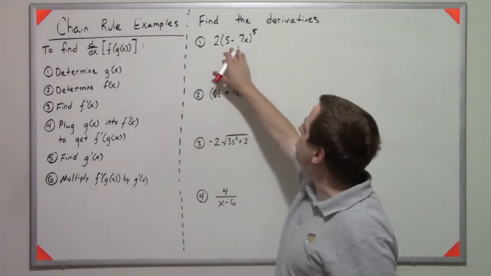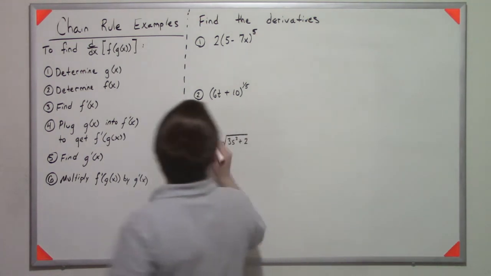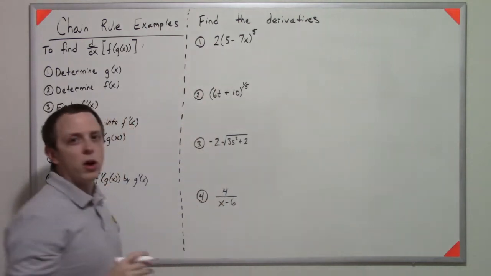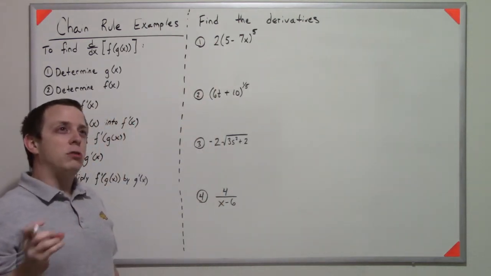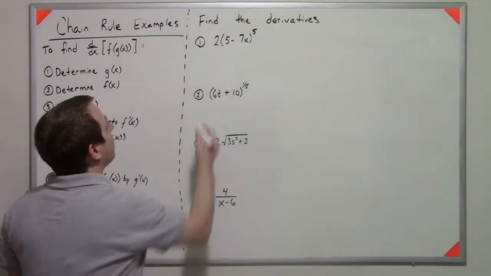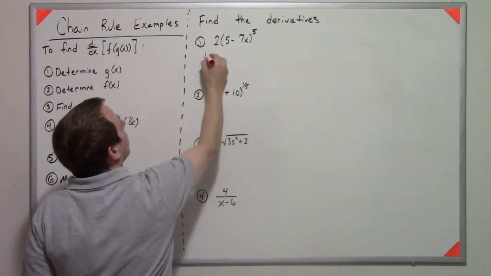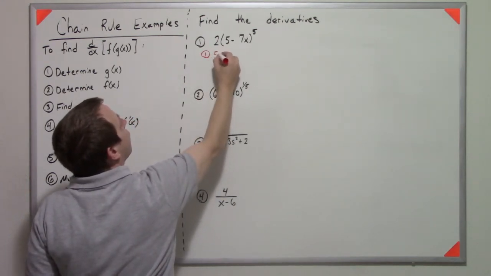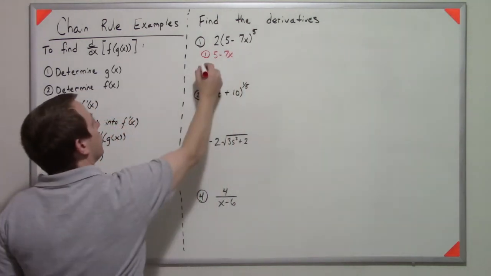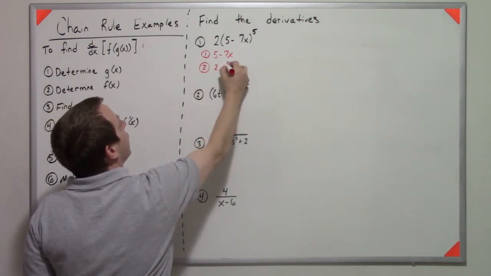The first one is 2 times 5 minus 7x to the 5th. So what I'm going to do is notice that this is a constant out front. I don't actually have to do it this way, but I could. I could say that my g of x, my inside function here, is 5 minus 7x. And my outside function is 2x to the 5th.